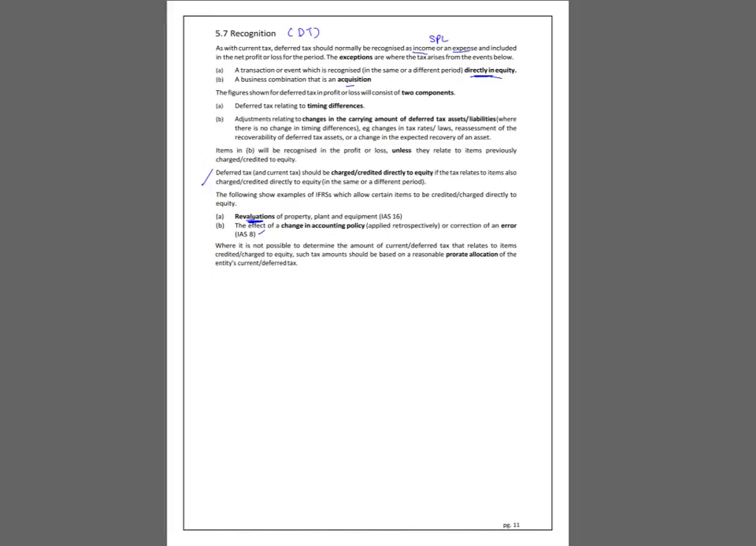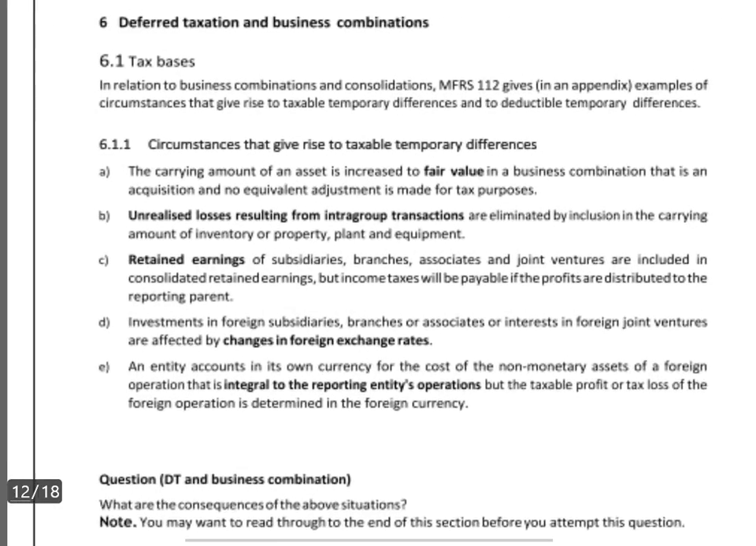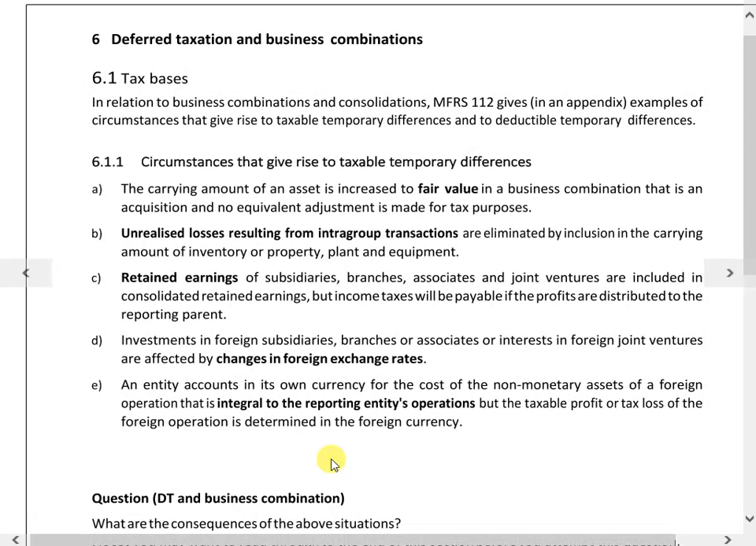Now, group. We have another 20 minutes. Group: deferred taxation and business combination.